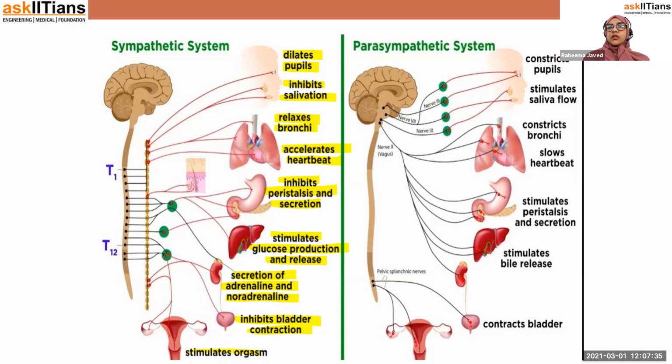Parasympathetic nervous system, on the other hand, is constricting the pupil, stimulates saliva flow, constricts bronchi, slows down the heartbeat, stimulates peristalsis and secretion, stimulates bile release, and bladder contraction. All the things are opposite to the sympathetic nervous system in the parasympathetic nervous system.